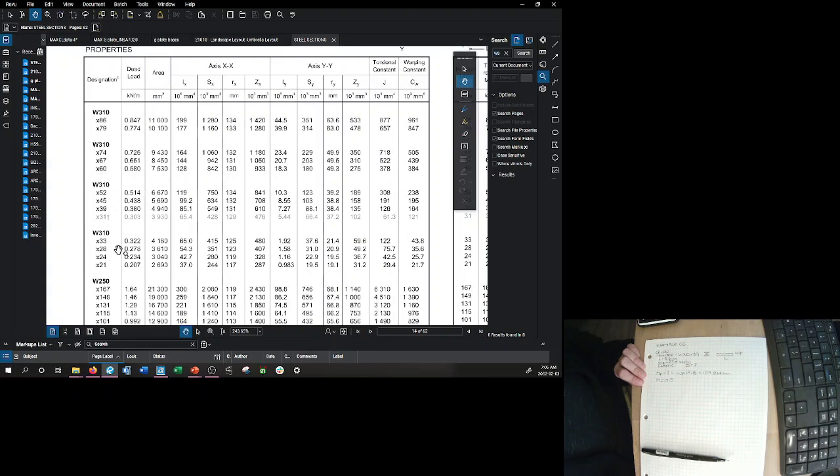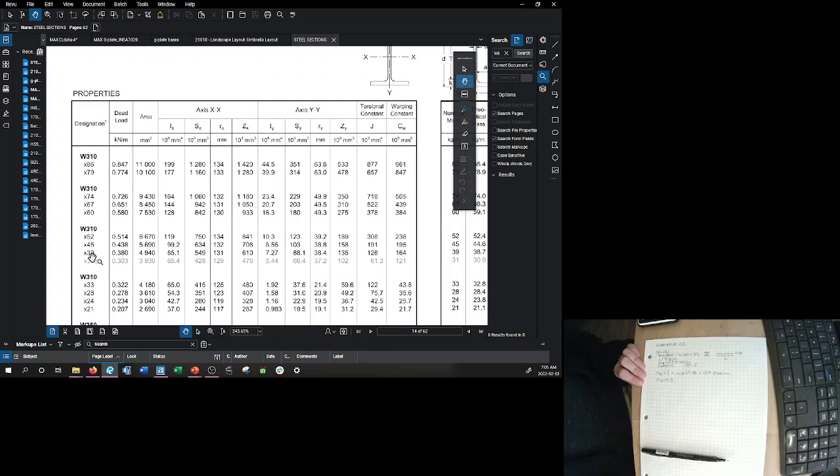W310 by 39, right here. SX for W310 by 39 is 549. But look at this. It tells us that it's times 10 to the 3 millimeters cubed. So we don't want to forget that. That's important. Don't forget to look at this up here. Look at I times 10 to the 6. Look at CW times 10 to the 9. Well, that's going to come later. Don't worry about that too much right now. So SX for a W310 by 39 is 549 times 10 to the 3 millimeters cubed.